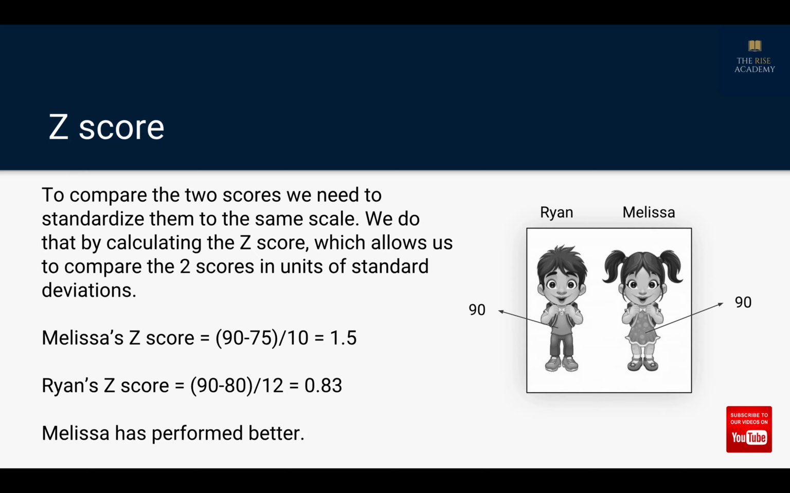So to calculate Melissa's z-score, you have to do x minus mu by sigma. X is her score 90, mu and sigma we have already been given, 75 and 10. So we just put it in the formula for z-score and we arrive at the number of 1.5. And for Ryan, again, the same thing, x minus mu by sigma. We have all the values, so we just plug them in the formula for z-score and we get a score of 0.83. So even if both of them have scored 90, it's actually Melissa who has performed better than her classmates as compared to Ryan, right?